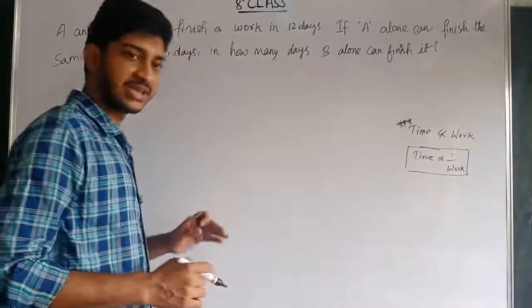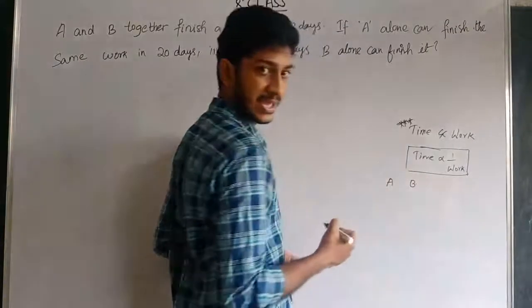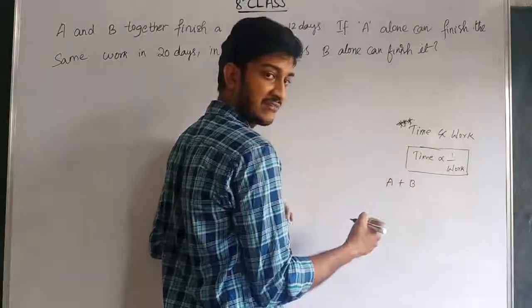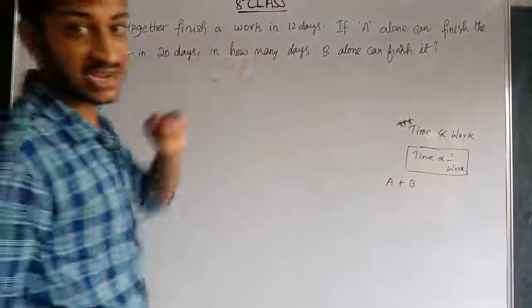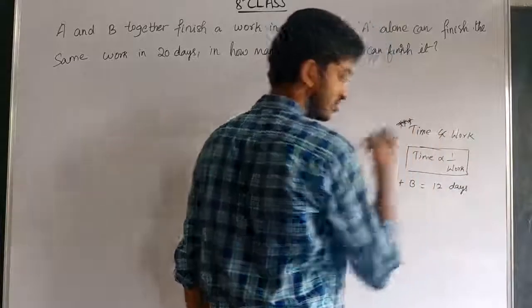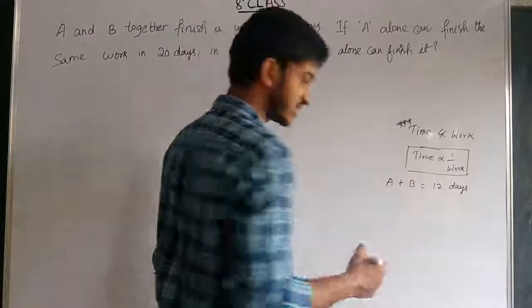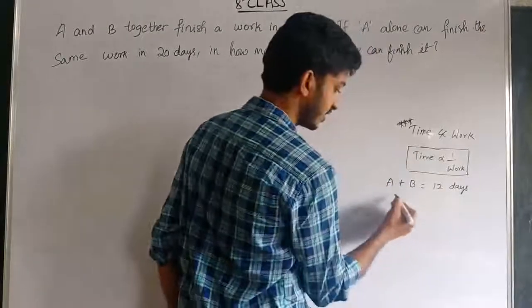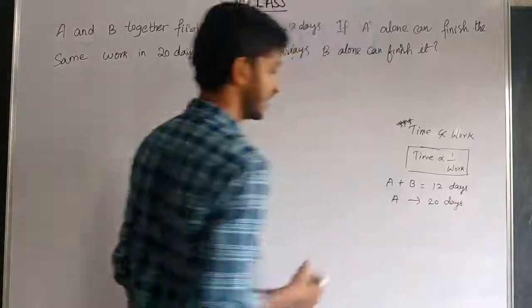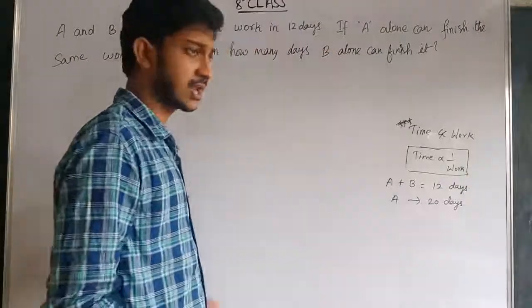So see here, two persons are there, A and B. These two persons working together can finish a work in 12 days. And if A alone can finish the same work in 20 days, in how many days can B alone finish it? He is asking in how many days B alone can finish it.